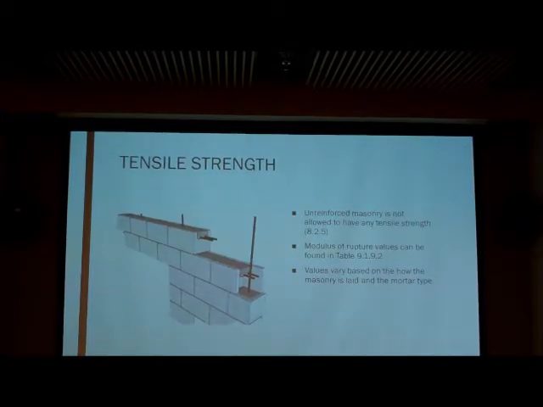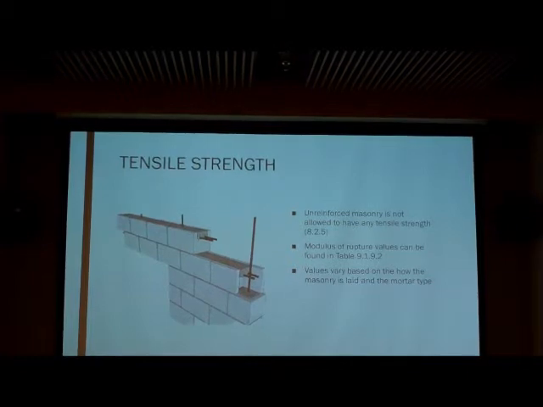Masonry by itself is really not allowed in the code to have a pure tensile strength, so one block by itself you're not supposed to use for tensile purposes. But if you have several with mortar in between them, you can sometimes use a little bit of strength, as we talked about before, the modulus of rupture.